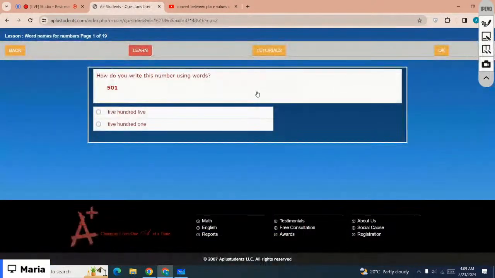How do you write the number 501 using words? Which is the correct option? Basically, that's how we read the number. You can read it as 501. Very good. Option number 2 is the correct option. Got it? You can read 501 as 501. Option number 2 is the correct option.